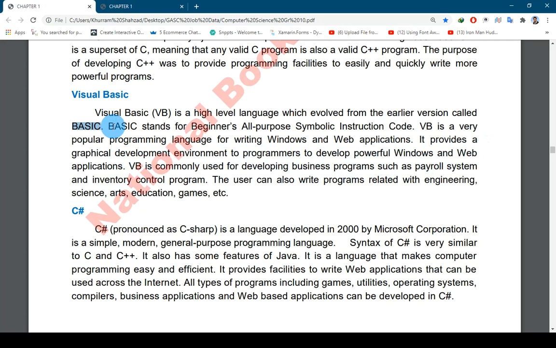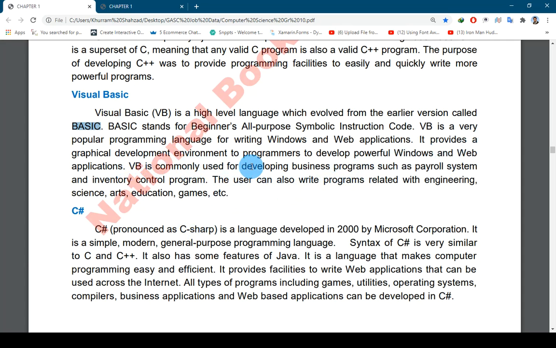VB is actually graphical programming. It does not have the syntax like C++, but it has an advanced interface, which is a graphical interface used to design graphical applications, GUI applications. So VB is most advanced.